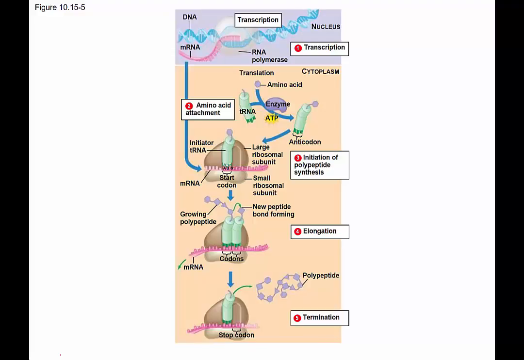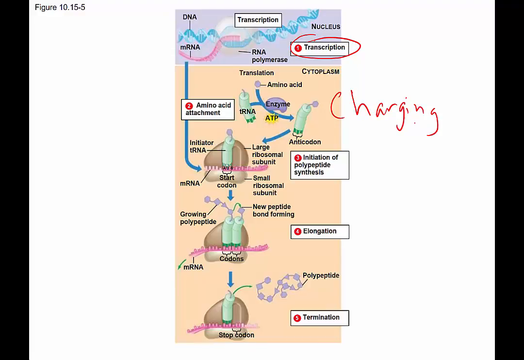So here's a version of that animation that comes from your textbook. So step one is, of course, we have transcription. So we have RNA polymerase come along and generate the mRNA we're going to use for translation. So step two is something we didn't really talk about and that wasn't addressed in the video, but here's the charging of tRNAs.